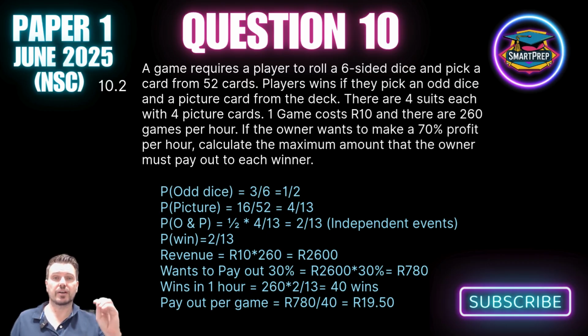So then he's going to have to pay out each of those 40 people. So we take the 780 Rand that he'll get from his revenue, we divide that by the 40, and we get to our final answer of 19 Rand 30, which he needs to pay out each game.